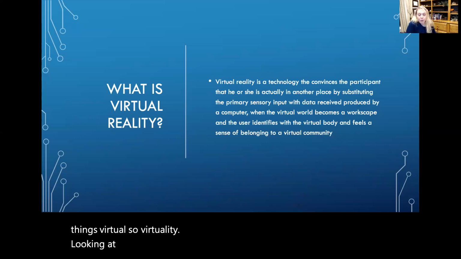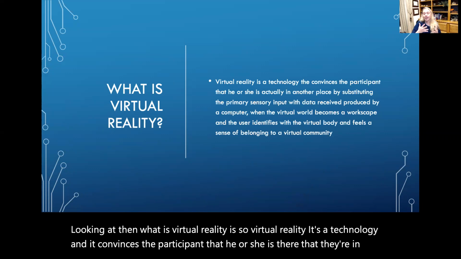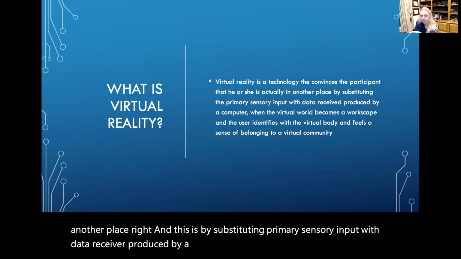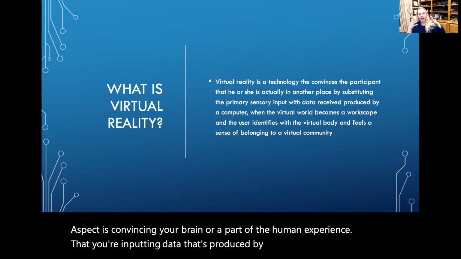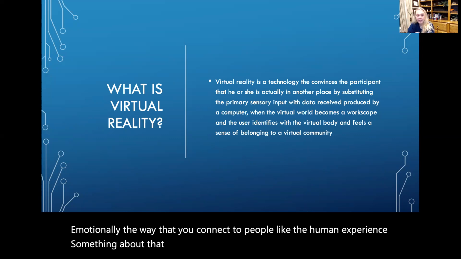Looking at then, what is virtual reality? Virtual reality is a technology, and it convinces the participant that he or she is there, that they're in another place, right? This is done by substituting primary sensory input with data received or produced by a computer. So that's the virtual piece. The computer is convincing your brain, or a part of the human experience, with data that's produced by a computer, visually, emotionally, in the way that you connect to people.